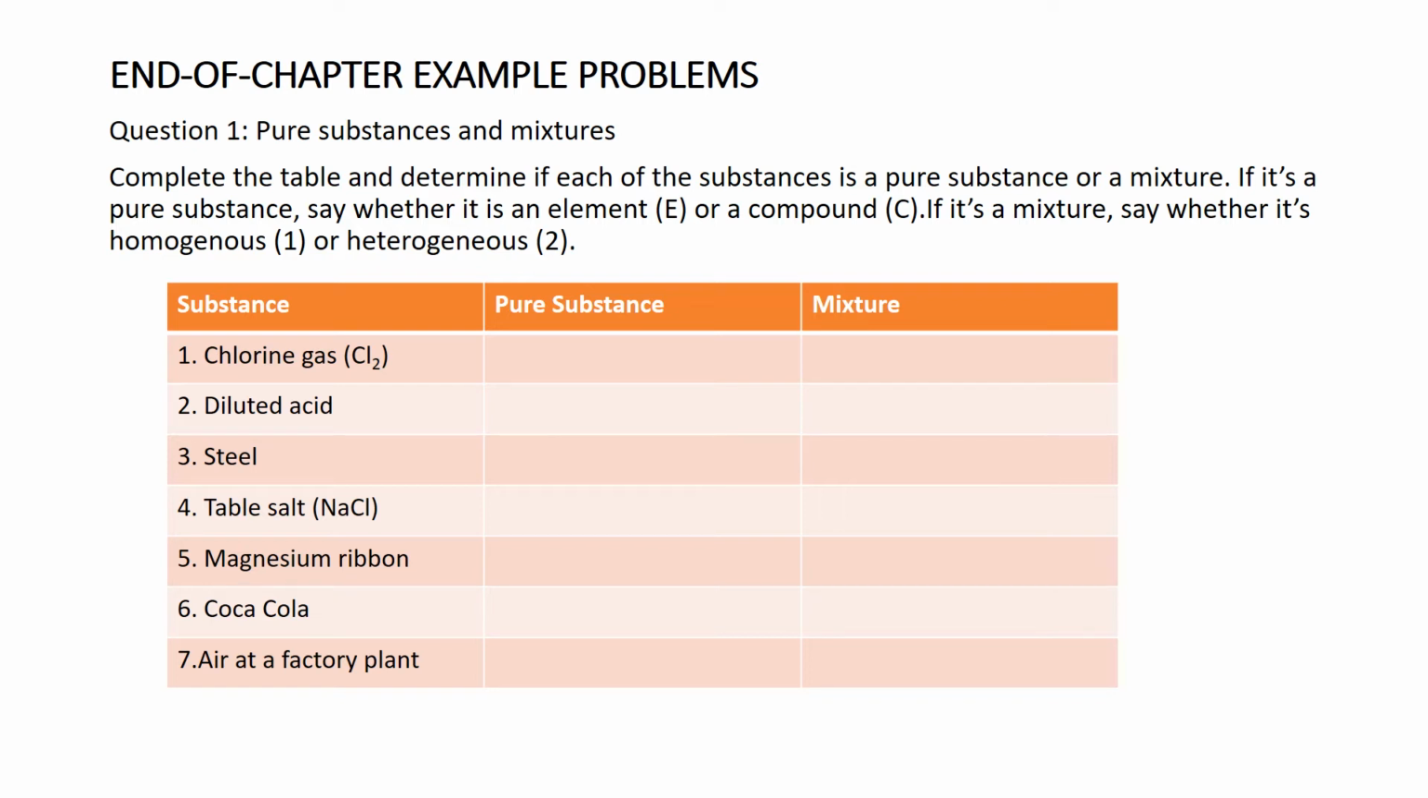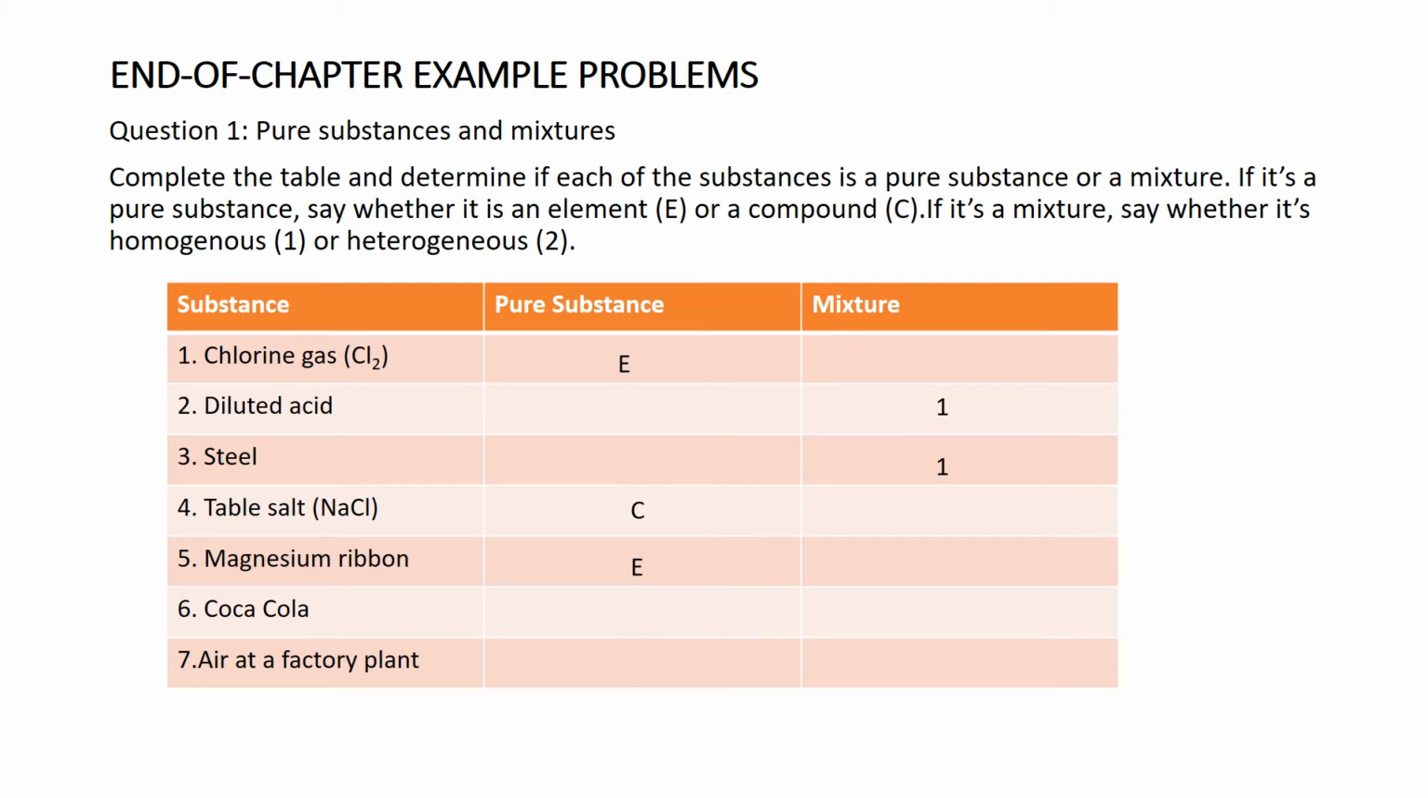So number 1, we have chlorine gas. Chlorine gas is a pure substance and it is an element. And then a diluted acid is a mixture and a homogeneous mixture. Steel is an example of an alloy, so it is a mixture and a homogeneous mixture. Table salt, it's just NaCl, it's a compound, so it is a pure substance. Magnesium ribbon, this is just magnesium in the shape of a ribbon, so it is an element and a pure substance.